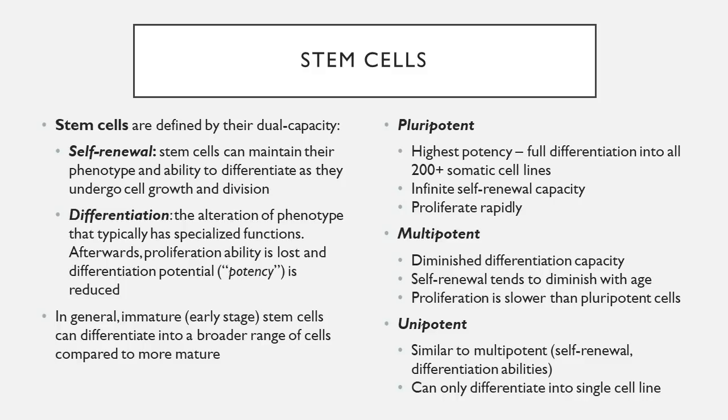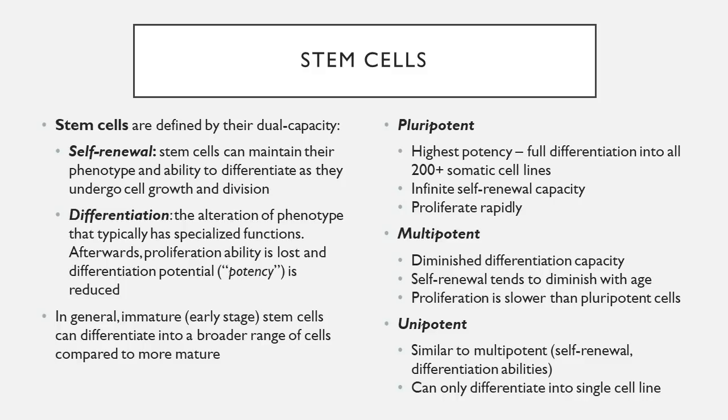The ones with the most potency, so-called pluripotent, have the capacity to turn into any of the 200-plus cell lines, like I just mentioned. They have an infinite capacity of self-renewal, so they can literally copy themselves as many times as they want. And they also grow and proliferate rapidly.